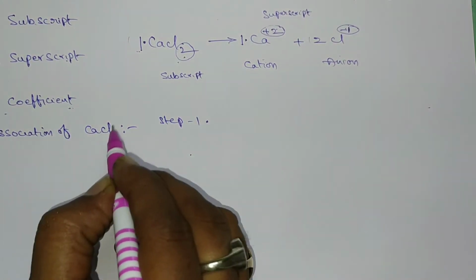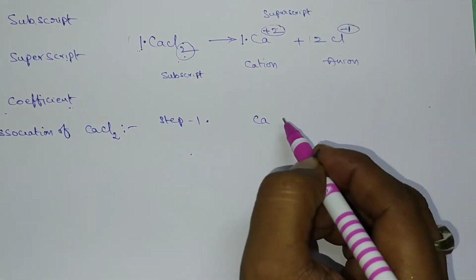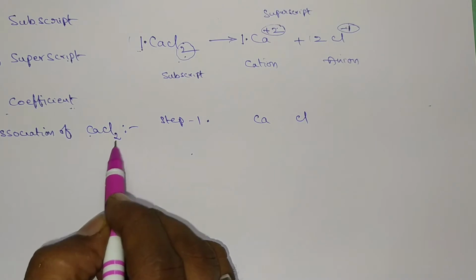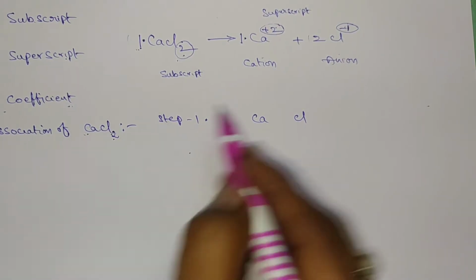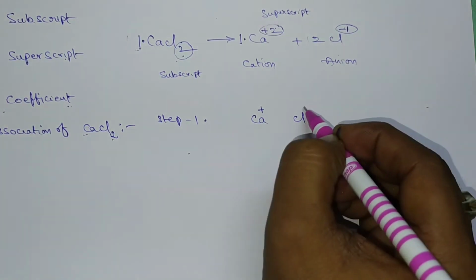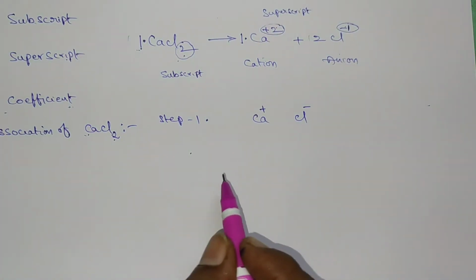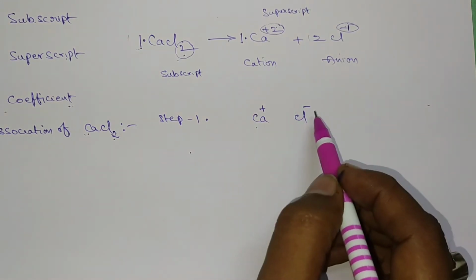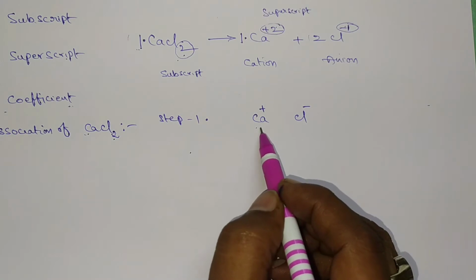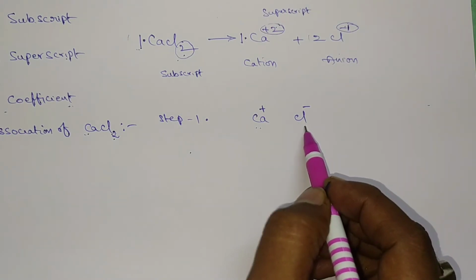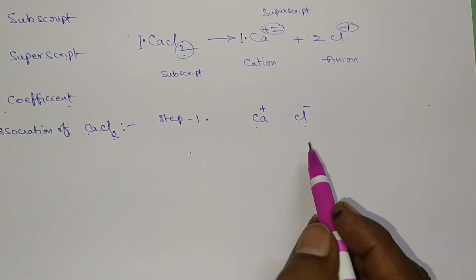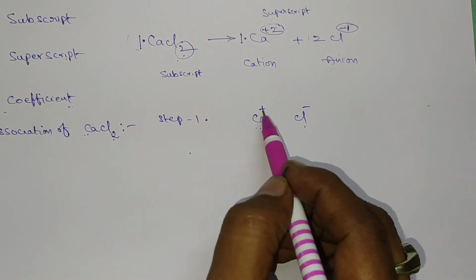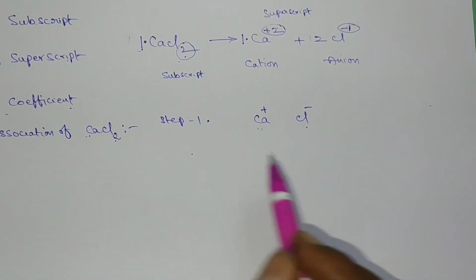Here calcium chloride consists of calcium atom and chlorine atom. So we have to separate these two ions by putting positive sign on the first one and negative sign on the second one. So always put positive sign on the first element and negative sign on the second element. That is, the first ion is cation, the second ion is anion. So that is the first step. In the first step, we have to separate the molecule into two ions by putting signs.